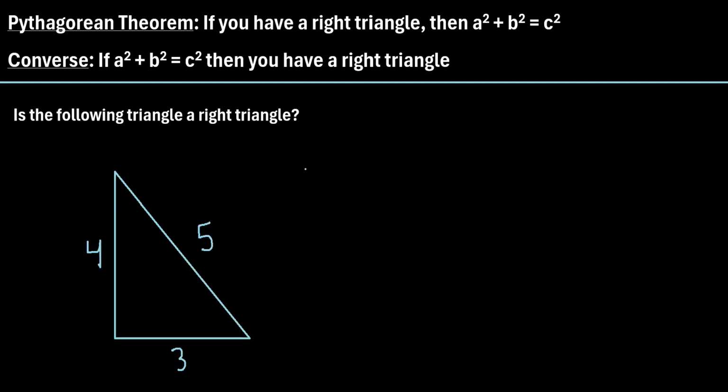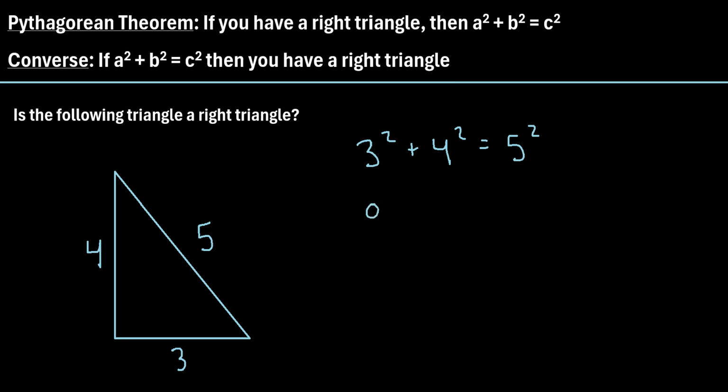All right, let's check out this example. Is the following triangle a right triangle? So we're given this triangle here where the side lengths are 3, 4, and 5. If this is a right triangle, we should be able to say that 3 squared plus 4 squared is equal to 5 squared, where 5 is the hypotenuse, or the longest side. So let's see if this is true.